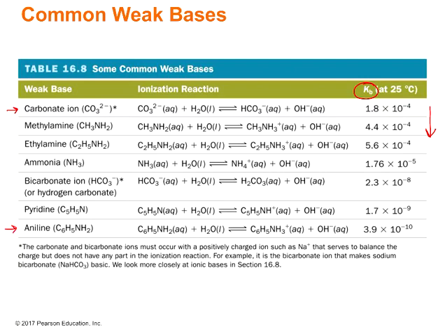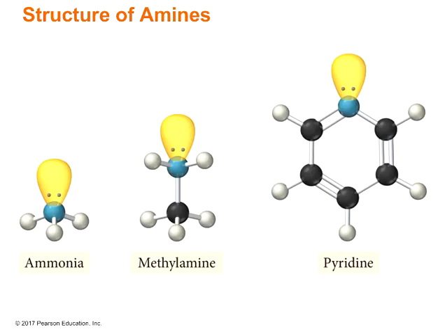You might also notice that many of these bases have a nitrogen atom. I had mentioned previously that common weak bases tend to have a nitrogen atom within them. If we look at a couple of examples here, we have ammonia on the left, which we've seen before, that's NH3. Then methylamine is CH3NH2. And pyridine on the very far right is C5H5N.